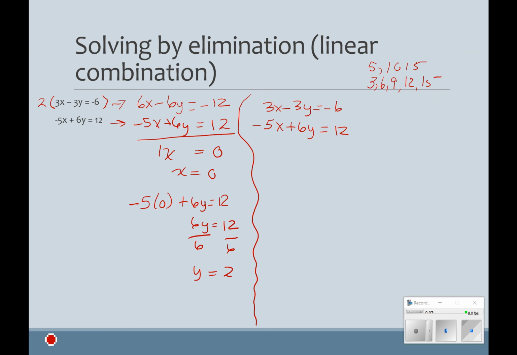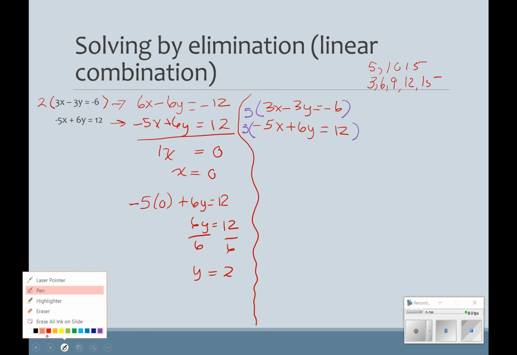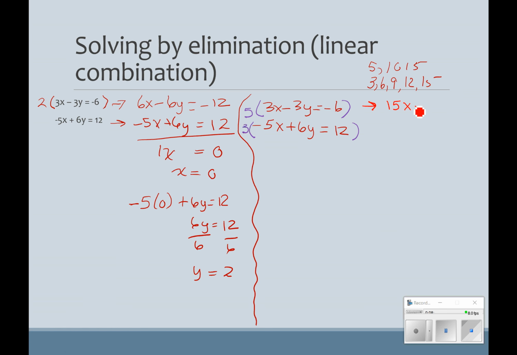So to do that, I've got to multiply the first equation by 5 and the second equation by 3. And when I do that, okay, I'm going to get 15x minus 15y equals negative 30. Second equation, I'm going to get negative 15x plus 18y equals 36. Should be 30, that's a 0.